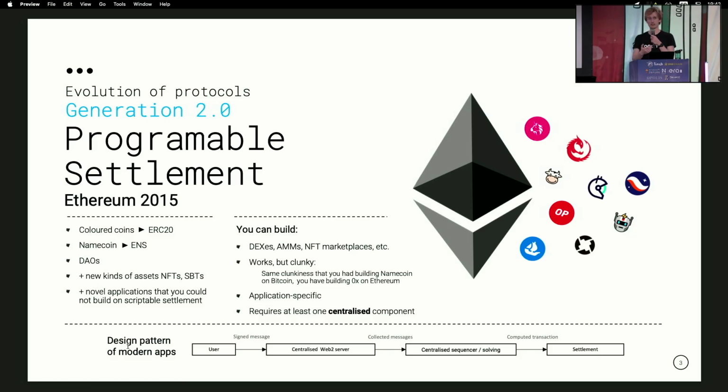They send this to the centralized Web2 server run by the OpenSea team in San Francisco on AWS. That centralized server collects a bunch of these messages. Different people call this sequencing or solving, it doesn't really matter, or matchmaking. The pattern also applies to things like Optimism, for example. It's again the same pattern. Users don't have transactions, they have signed messages. They send them to some centralized Web2 server that does some compute over a set of messages, and then the computer settles the net state changes as a transaction on Ethereum.